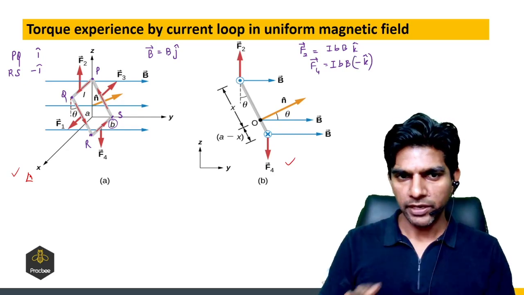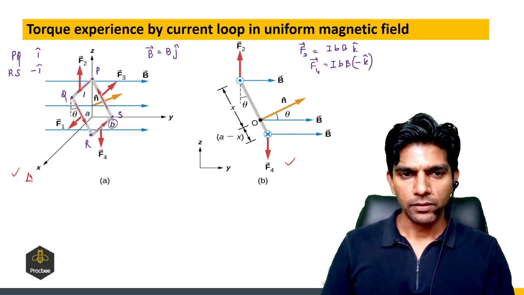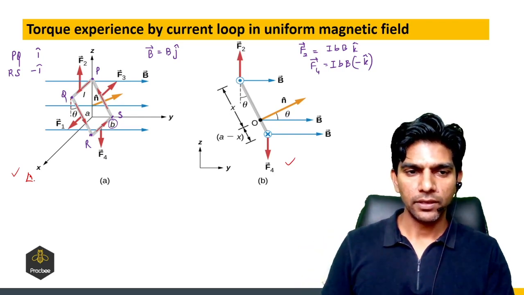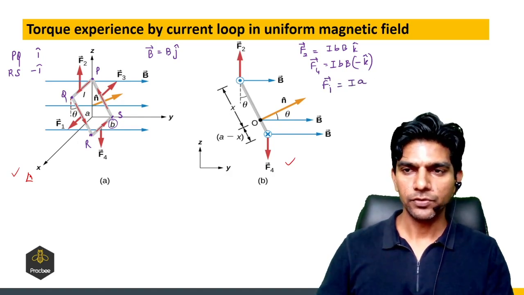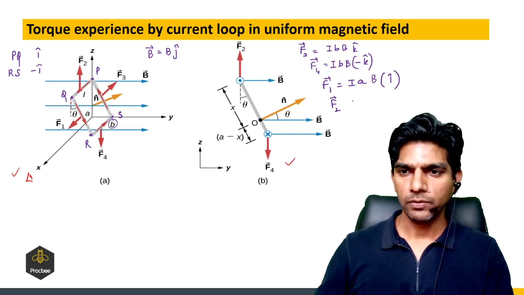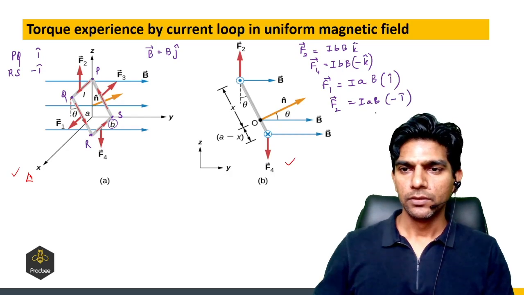Now if we try to find the force on QR and PS, the force on QR comes out to be in the positive x direction. So we can say F1 will be I, a is the length of QR, times the magnetic field times i cap, and the force on the segment SP will be I A B times minus i cap. So what is the net force?